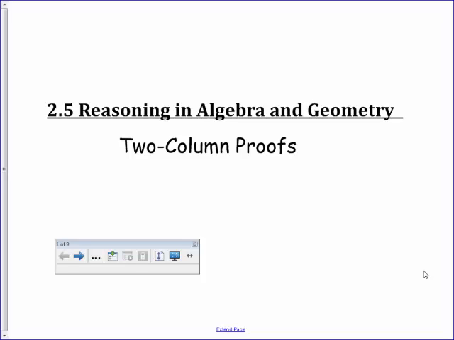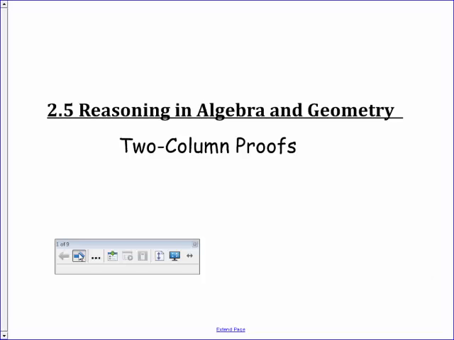And technically when we talk about reasoning, we will get into two-column proofs. When you ask your parents about what they liked or disliked about geometry, typically they say, I hate proofs. So we're going to be doing that section today. But we love proofs. We love proofs.